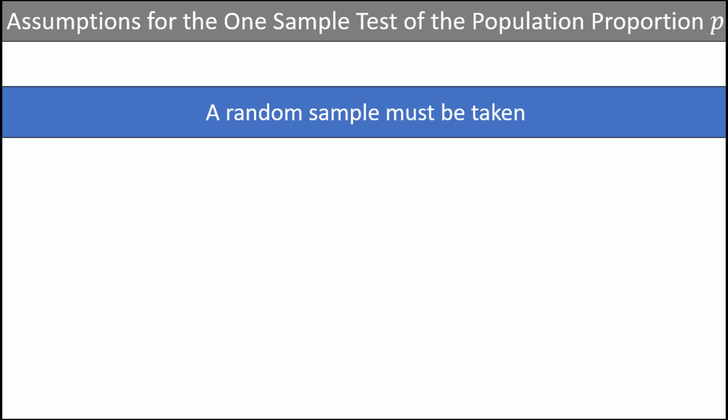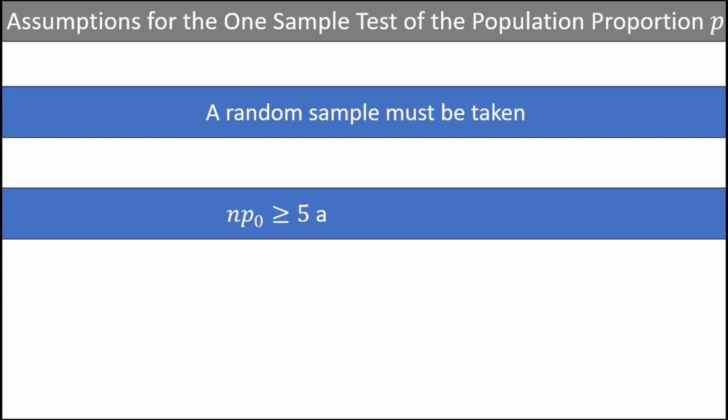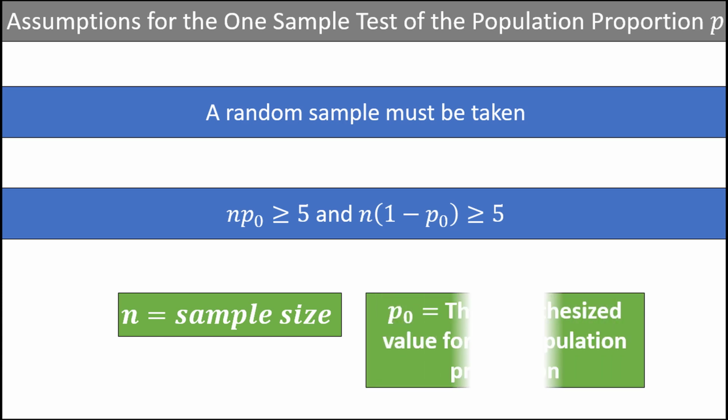There are a few assumptions that must be met in order to complete a hypothesis test for the population proportion. First, a random sample must be used to gather the data. Also, n times p sub 0 and n times 1 minus p sub 0 must both be at least 5. N is just the sample size, and p sub 0 is the hypothesized value for the population proportion. This is so that the central limit theorem will apply, meaning we can use the z-distribution. Some instructors or books require that n times p sub 0 and n times 1 minus p sub 0 must be at least 10 or perhaps 15.